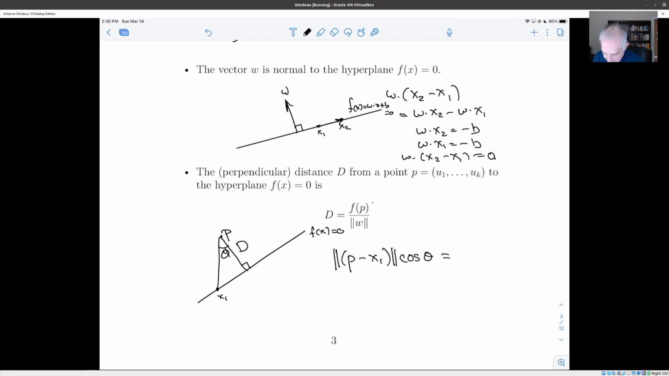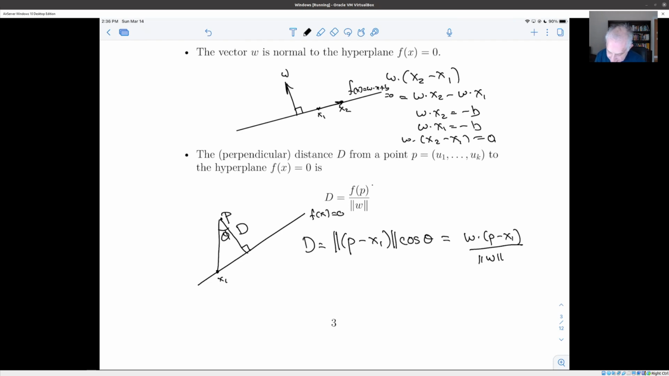But that is w dotted with p minus x1 over the norm of w, using the usual properties of the dot product. And that in turn is equal to w dot p minus w dot x1 over the norm of w. But w dot x1 is minus b, because x1 lies on the hyperplane. So therefore, this is equal to w dot p plus b over the norm of w, which is f of p over the norm of w.